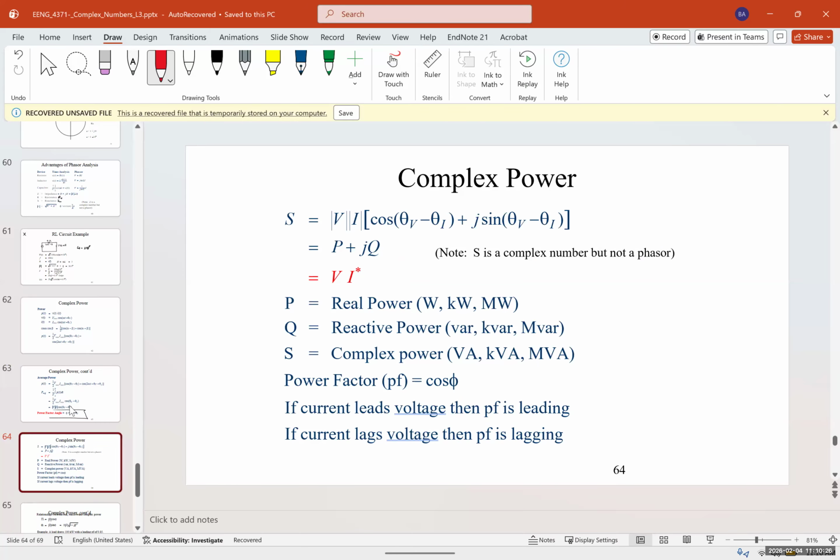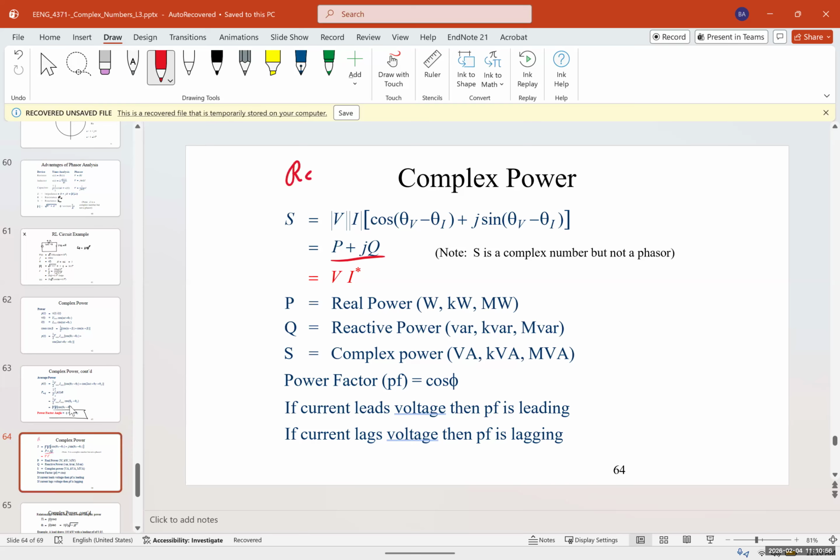So for a complex power S, what is S? Do you remember what S is called? It's our apparent power. What is the real power? P. And what is Q? Reactive power. What is the equation for S? S is going to be equal to P plus jQ.